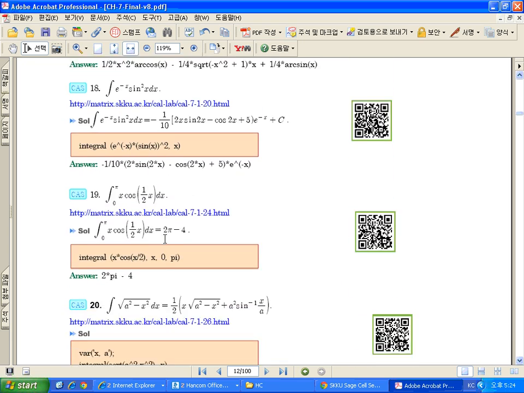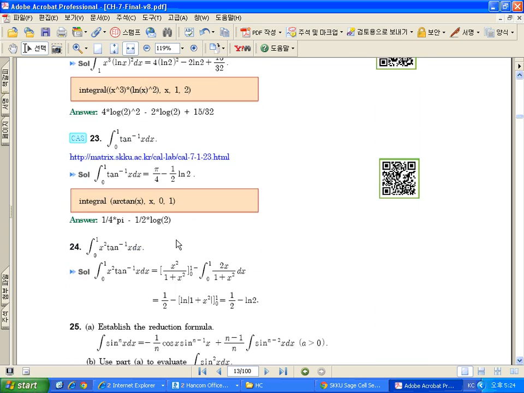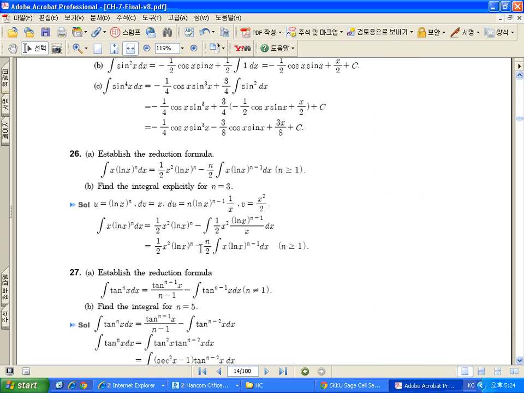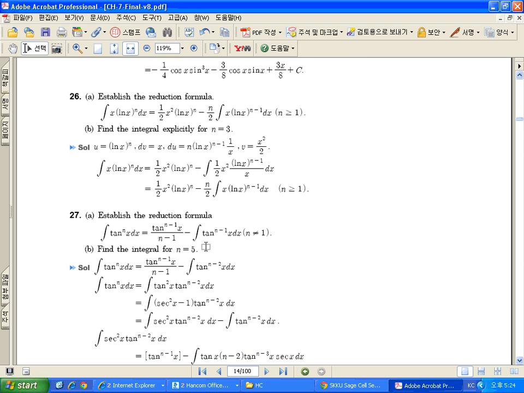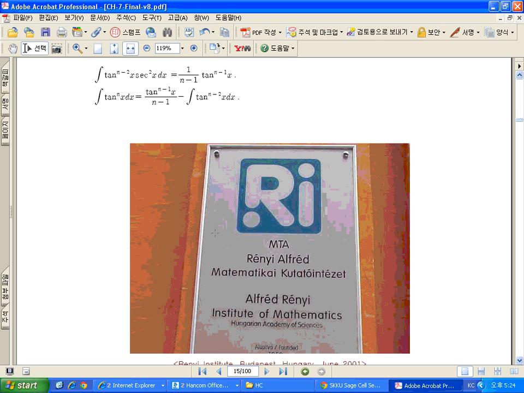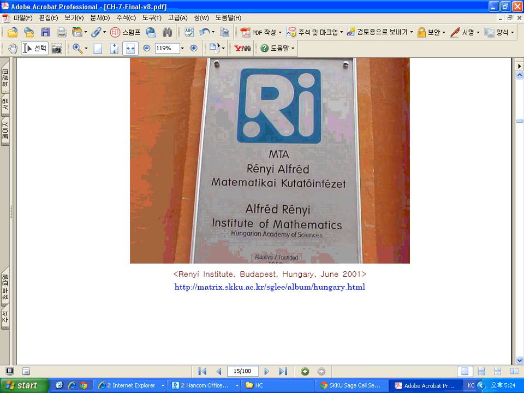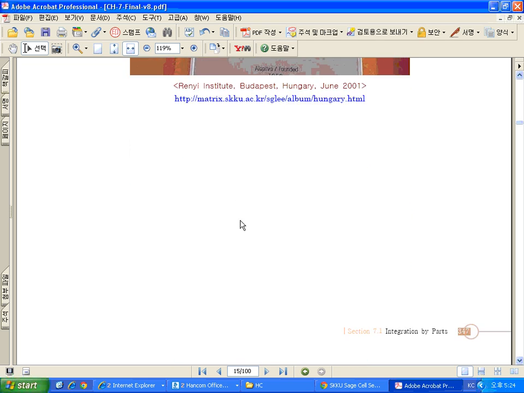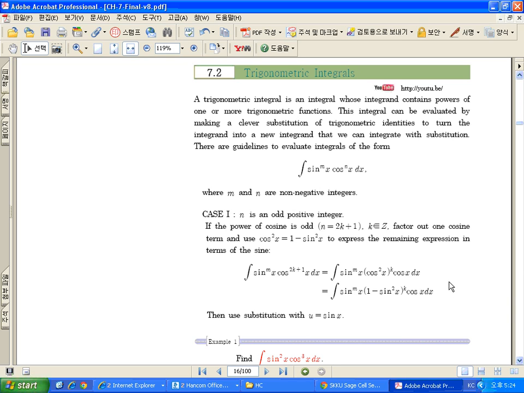Okay, so I think that's the end of this section 7.1. Reduction formulas. Okay, I think that's it. Any questions for section 7.1? Now we will continue with section 7.2, trigonometric integrals.